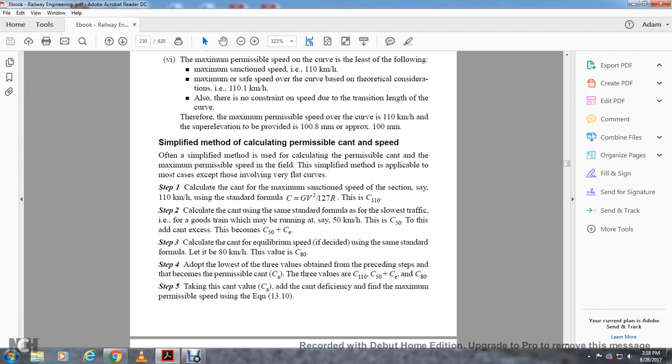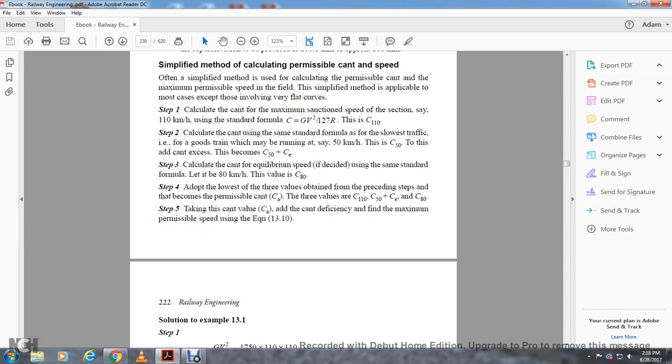The cant excess, the cant at equilibrium speed of 80 kilometers an hour, is found using the same standard formula. This is the value of C80. Take the lowest of the three values obtained in the preceding steps; this will become the permissible cant, CA. The three values are C110, C50 plus CE, and C80. Take the cant value and then check the maximum permissible speed using equation 13.10.